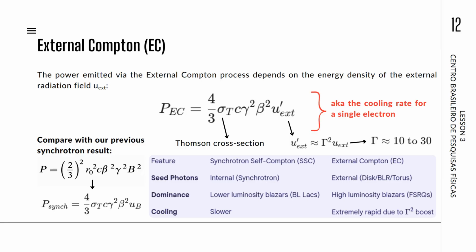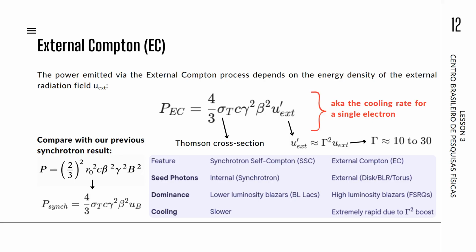Okay, so the power emitted via external Compton depends on the energy density. This formula is very similar to the synchrotron result we had in the previous class. We can rewrite this so that instead of writing in terms of the electron classical radius, we write in terms of the Compton cross section. And the energy density that we have to use here is already the boosted energy density.